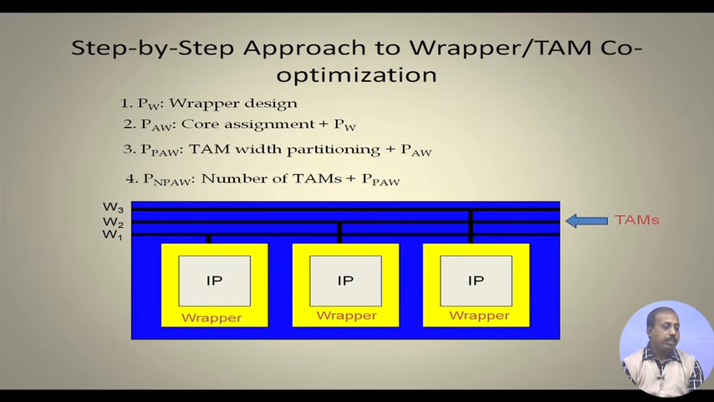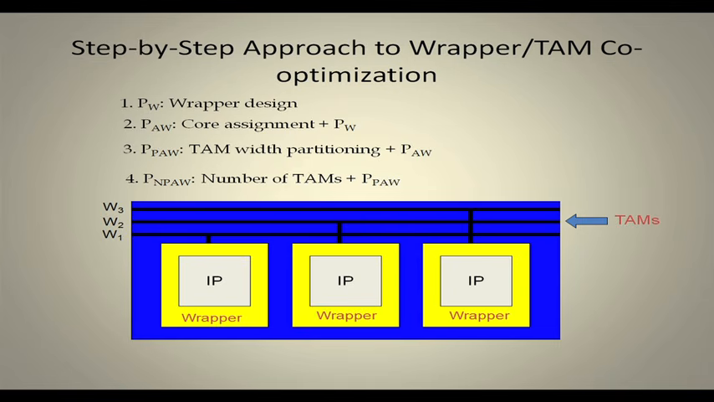So, that is core assignment plus PW, plus wrapper design. In the PAW problem, it is assumed that the TAM partitioning has already been done. It is told that W is divided into 3 TAMs of width W1, W2 and W3, and now the problem is to do core assignment, like which core should be placed on which TAM. For example, in this case you see the first IP has been put on W1, the second IP on W2, the third one on W3.